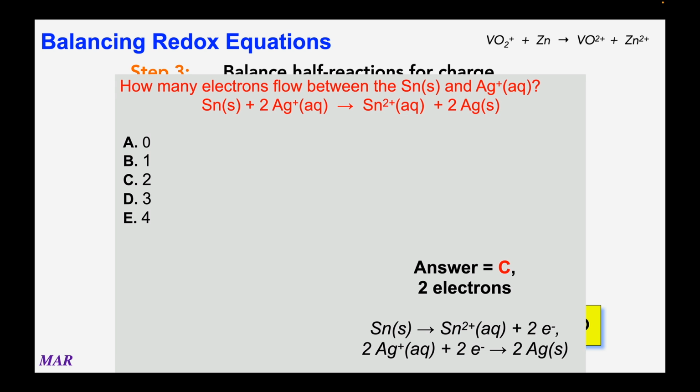Usually one species, the oxidized or reduced, is easier. In this case, tin going to tin 2 plus, yeah, it definitely is going to need to lose some electrons, and 2 electrons specifically. And when you think about the stoichiometry, that's why there's the big 2's. It takes 2 silver pluses to gain 2 electrons to make the 2 silver metals.